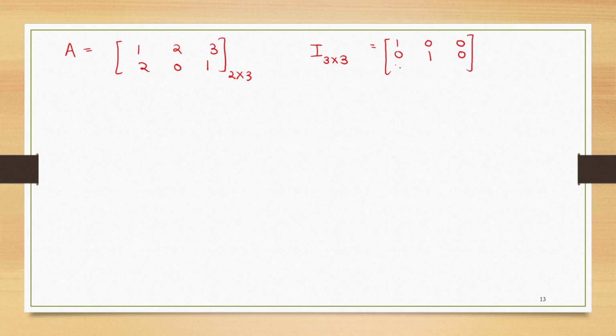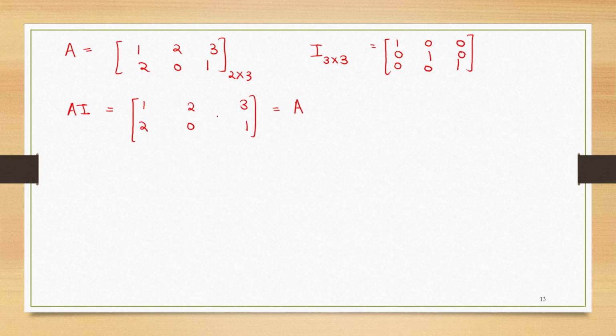Now let's talk about the case if A is not a square matrix. So see, if I take A is equal to this matrix 1, 2, 3, 2, 0, 1. It is of order 2 by 3. So in order to justify the identity multiplication, I will take identity of order 3 cross 3. So that is 1, 0, 0, 0, 1, 0, 0, 0, 1. If you do the multiplication AI, this will be 1, 2, 3 multiplied by 1, 0, 0. It will give us 1, 2, 3 again and 2, 0, 1 again.